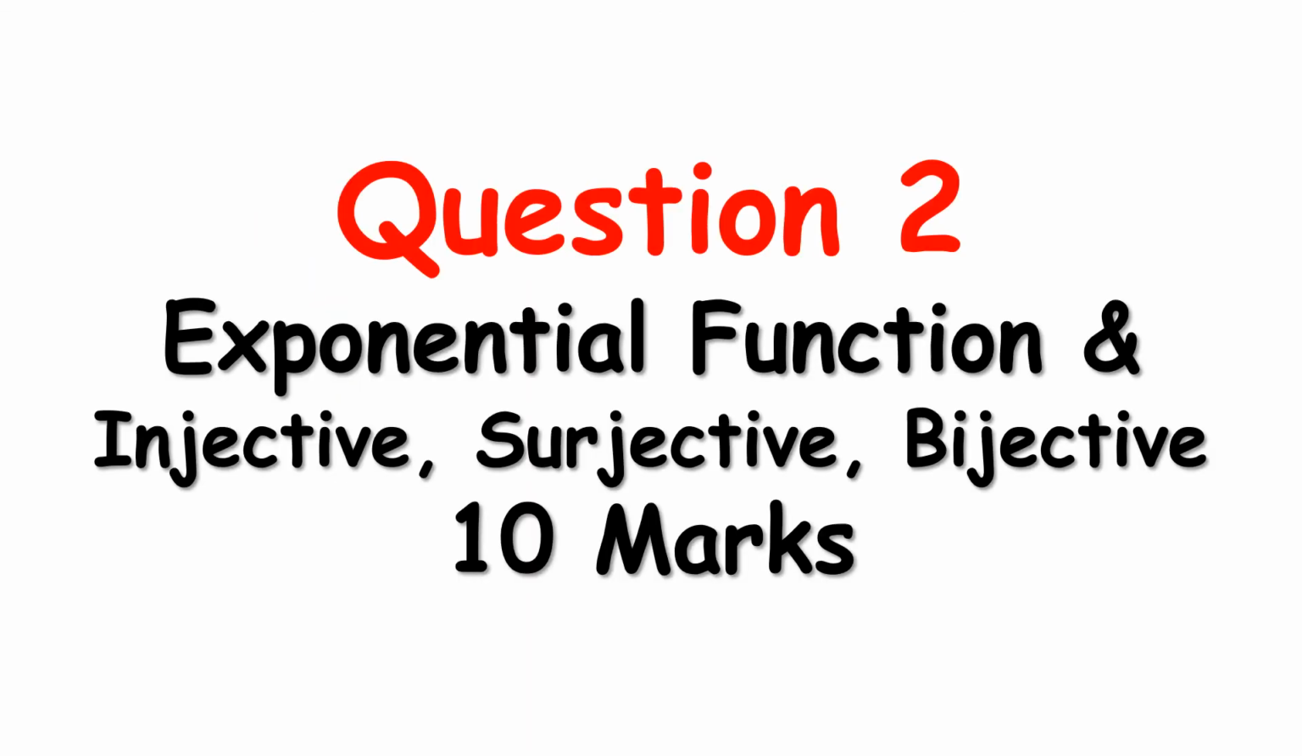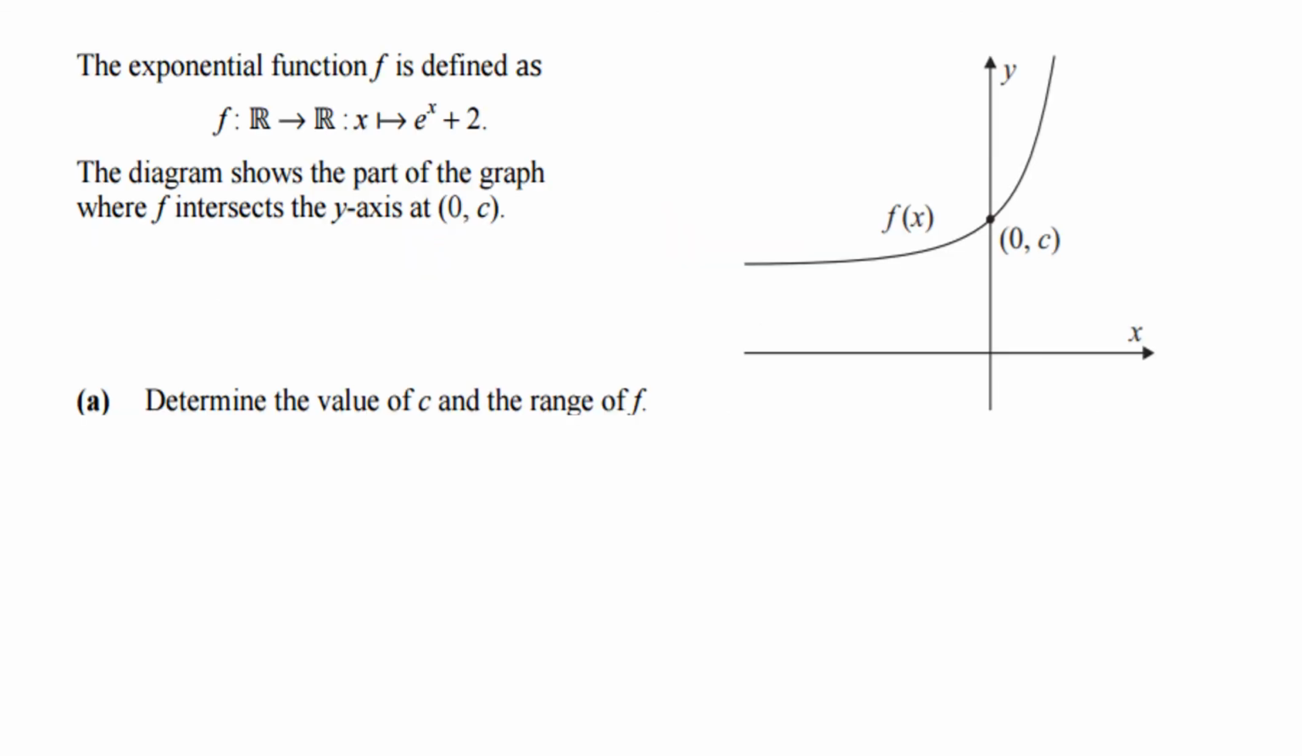Question 2 was an exponential function, but also linked to injective, surjective, bijective, and it is 10 marks. The exponential function f is defined as f of x equals e to the power of x plus 2. The diagram shows the part of the graph where f intersects the y-axis at 0, c. Determine the value of c and the range of f.